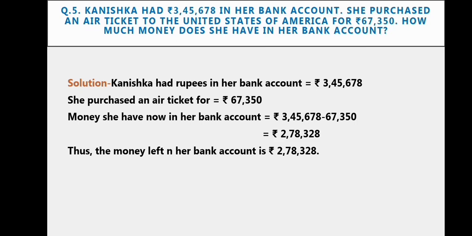Kanishka had in her bank account rupees 3,45,678. She purchased an air ticket for rupees 67,350. Money she has now in her bank account is equal to rupees 3,45,678 subtracted by 67,350, that is equal to rupees 2,78,328. Thus the money left in her bank account is rupees 2,78,328.